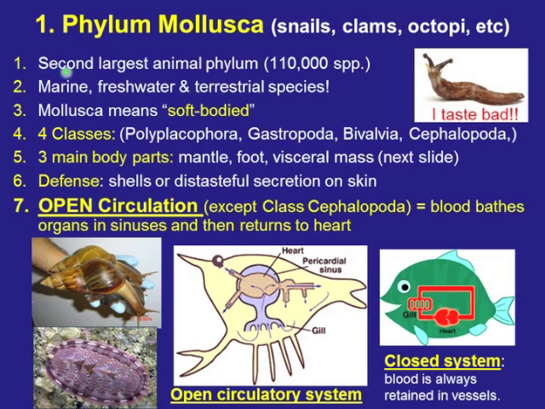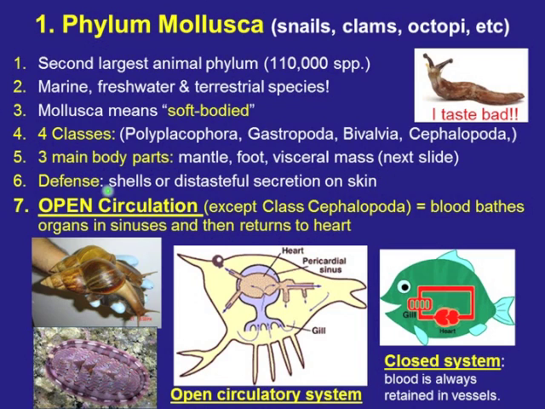They're the second largest animal phylum, with over 110,000 species described. They're marine, freshwater, and terrestrial. As we know, snails live on land, and we have snails inside the water, in lakes and in oceans. Mollusca means soft-bodied. There are 4 classes: Polyplacophora, Gastropoda, Bivalvia, and Cephalopoda. There are 3 main body parts, as we mentioned before: a mantle, foot, and a visceral mass. We'll see that on the next slide.